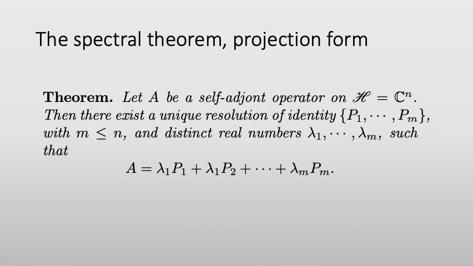Here is the conclusion from the above discussion. Every self-adjoint operator corresponds to a unique resolution of the identity of the space Cn, and the operator is a weighted sum of the orthogonal projections.